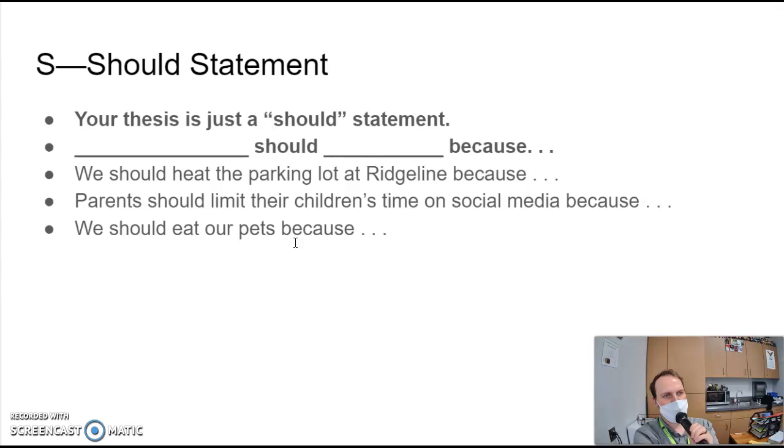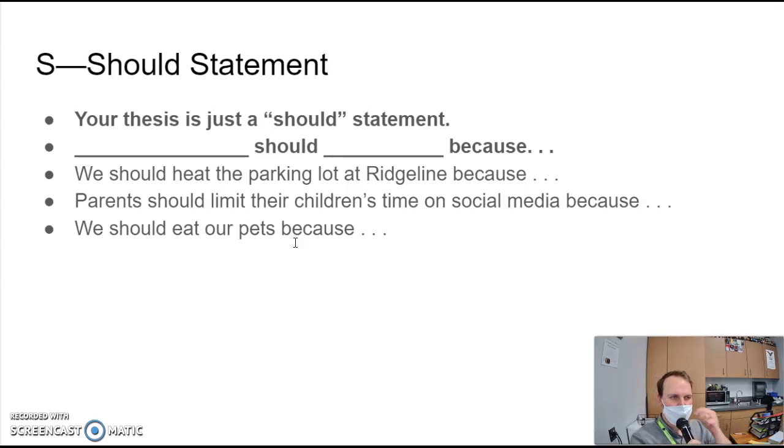If it's about building a recreation center, okay? Cache County should build a recreation center for youth because. Students should choose Ridgeline over Mountain Crest. Students should take a class on bullying prevention. The school should have more counselors. Okay, notice all of these topics I'm using are topics that you could write your essay about. Why? Because they affect students at Ridgeline directly.